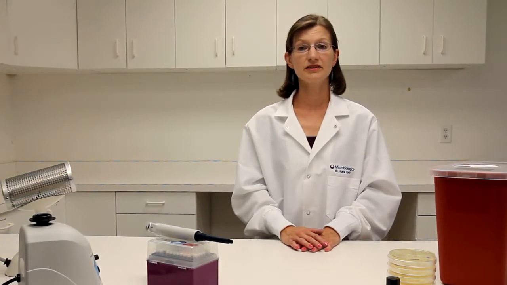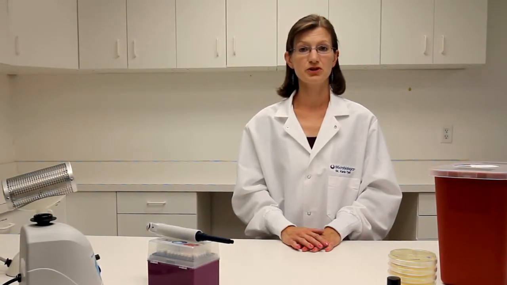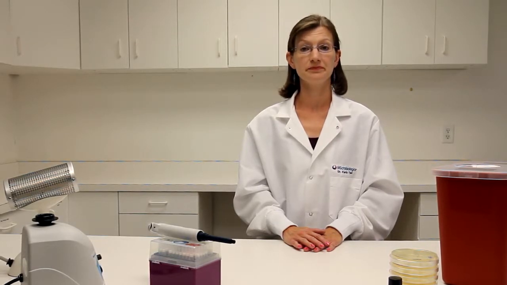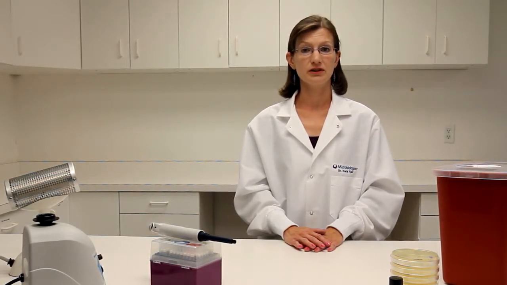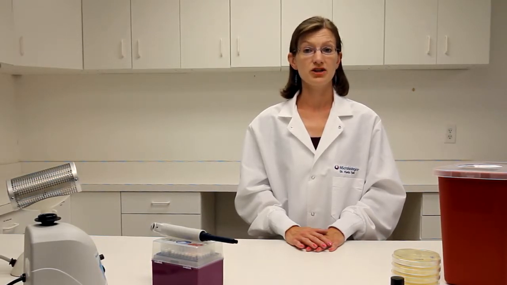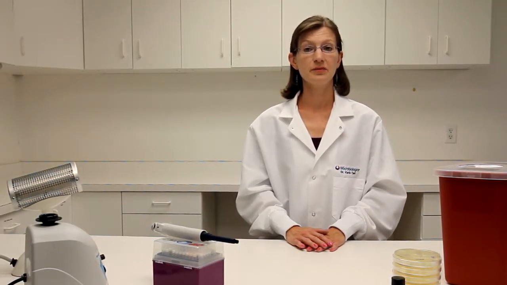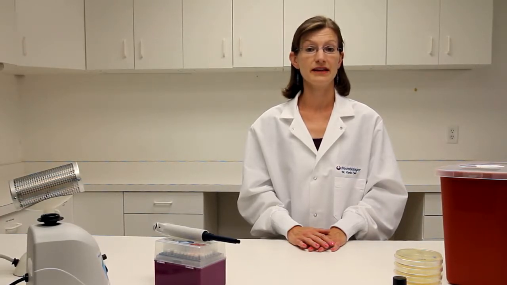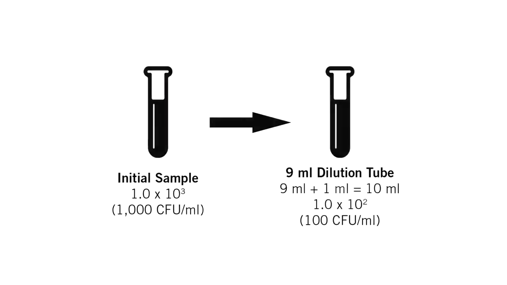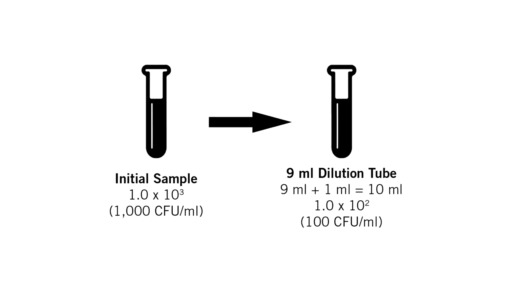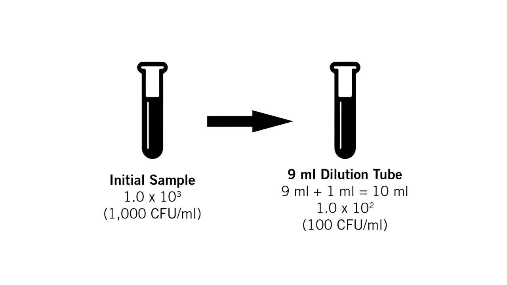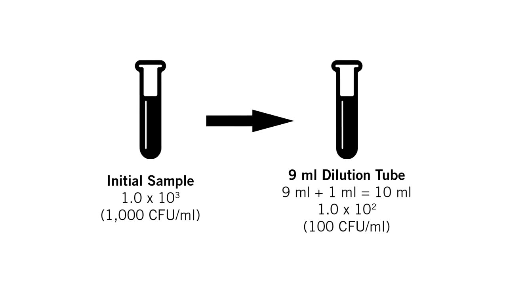A single log dilution is a 10-fold dilution, which means the concentration is decreased by a multiple of 10. To complete a 10-fold dilution, the ratio must be 1 to 10. The 1 in the ratio represents the amount of sample added, and the 10 represents the total size of the final sample. For instance, a sample size of 1 milliliter would be added to 9 milliliters of diluent to equal a total of 10 milliliters.